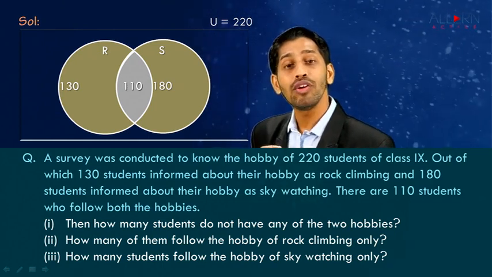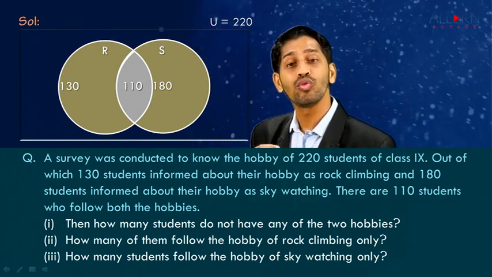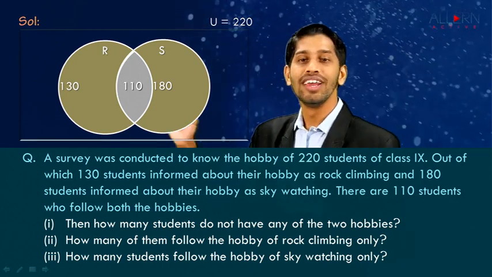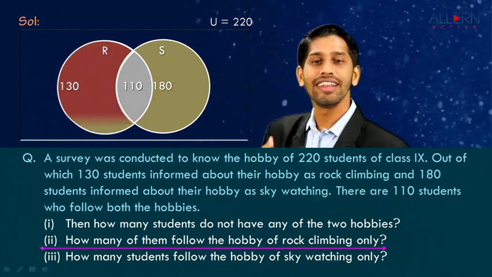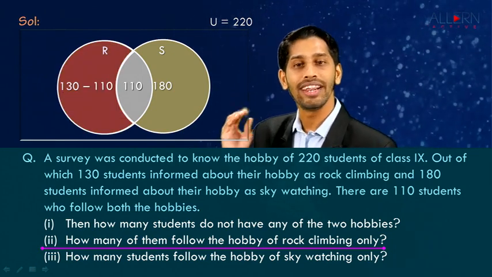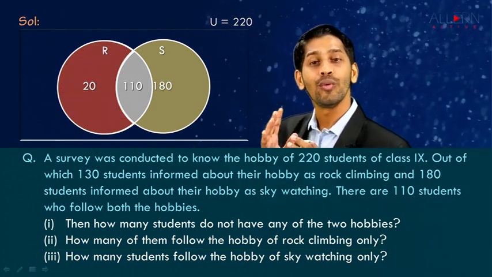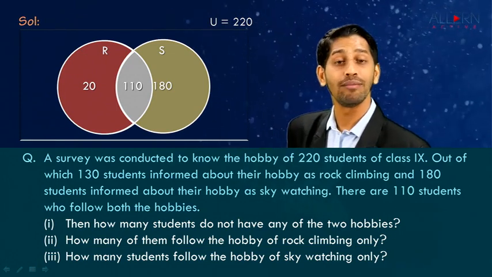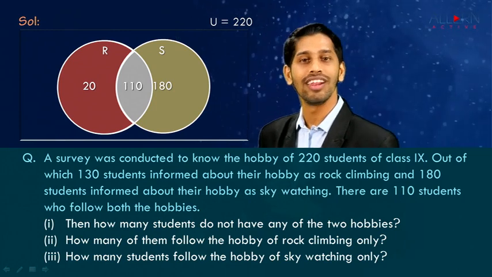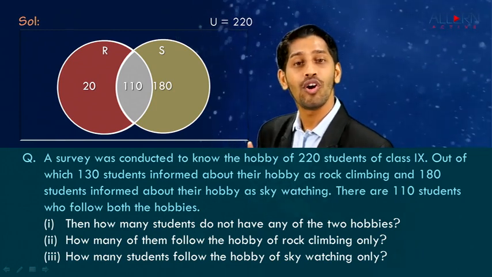That means if we want to find the number of students who follow only rock climbing, we need to subtract 130 and 110. So 130 minus 110 gives us 20. So we can say that 20 students follow the hobby of only rock climbing. That means we got the answer of our second question: how many of them follow the hobby of rock climbing only? It is 20.